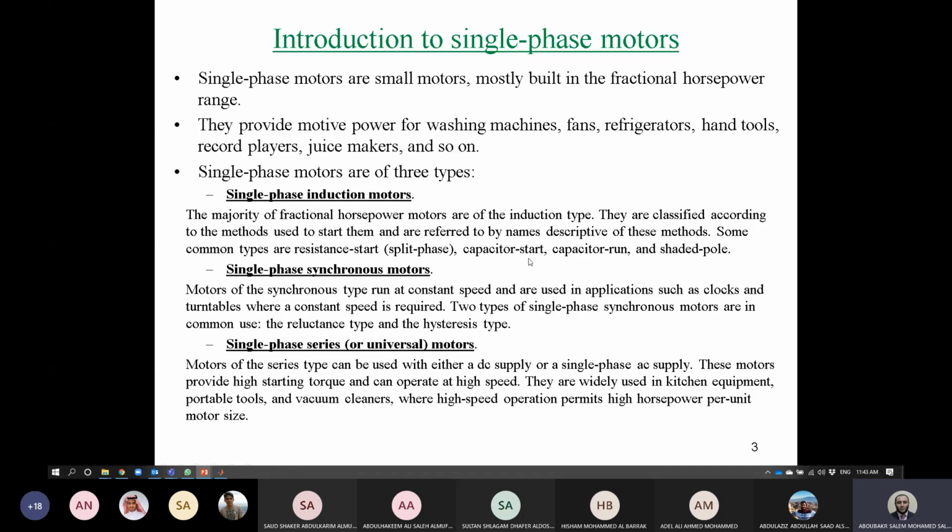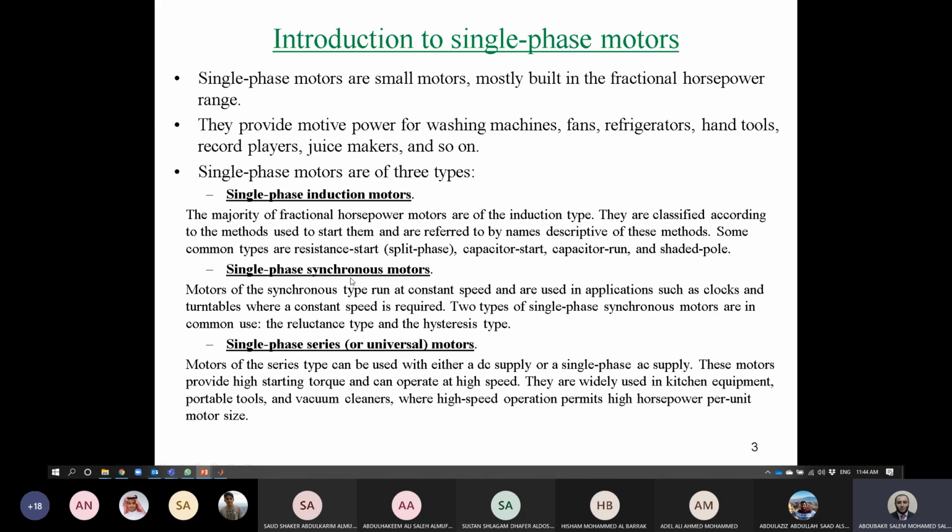We will have a capacitor start motor by using a capacitor in starting only. So we will have a motor called capacitor start induction motor. We will have something called the capacitor run, and we will have one called shaded pole induction motor. So all of these are types of induction motors, single phase ones, and the name of the induction motor here is given with the name of the starting method.